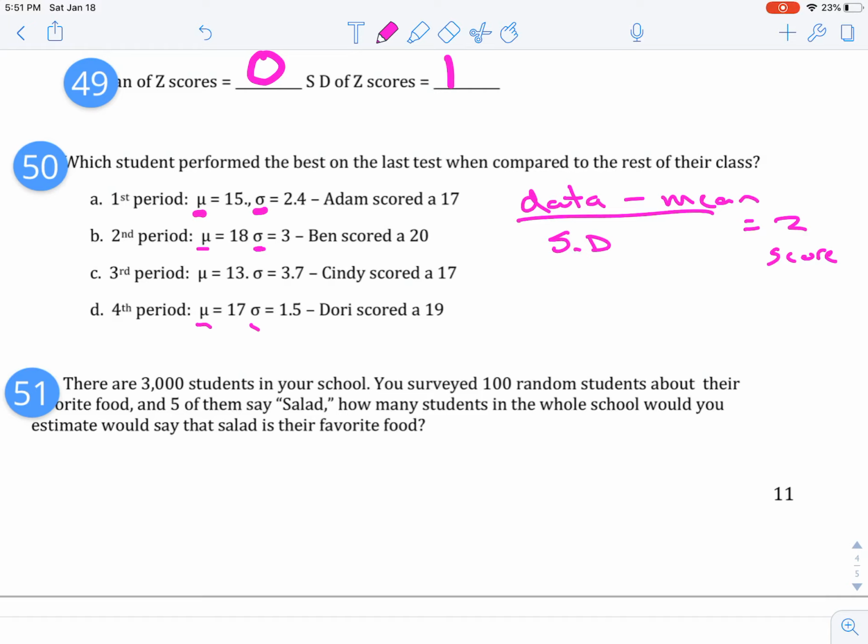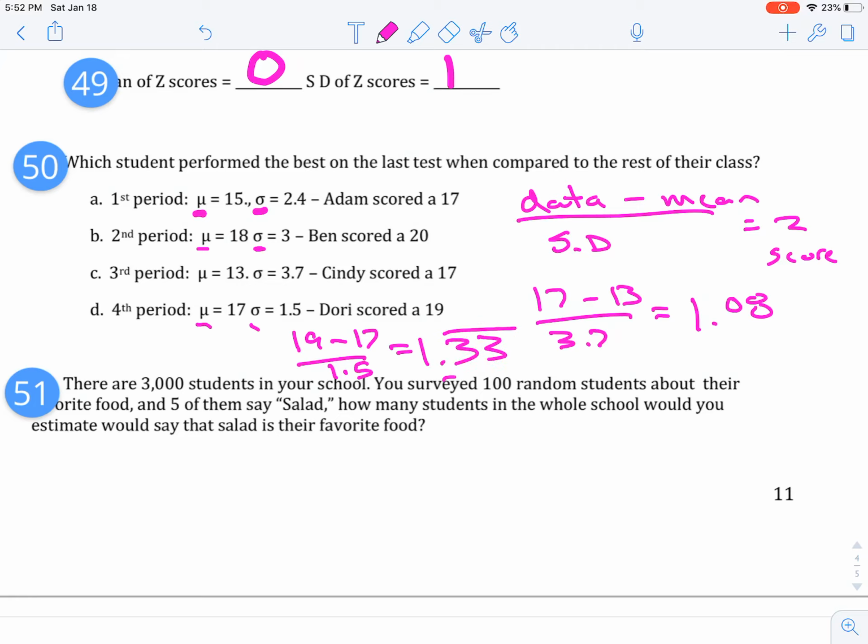So I'm just getting my calculator out here. Give me a second. Okay, so we're going to have the data point of 17, and we're going to take away the mean of 13, and divide that by the standard deviation of 3.7. So that's 4 divided by 3.7, which is 1.08 for Cindy. And then for Dory, we're going to go 19, subtract 17, divided by 1.5, and that's 2 divided by 1.5, which is 1.33 repeating. So that's a bigger number than 1.08. Therefore, D.